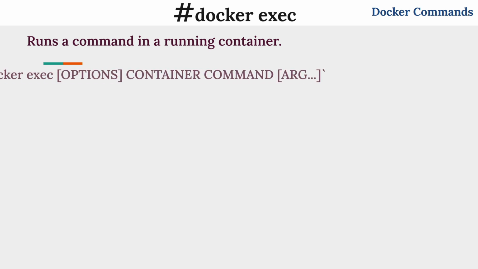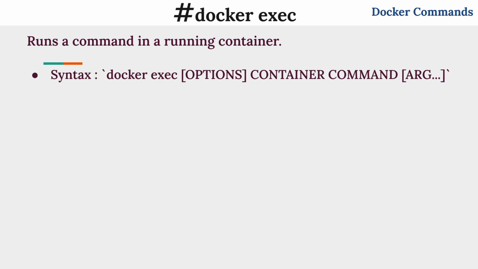Let's see the syntax: docker exec, options, container, command, arg. Options are additional options to configure the execution environment. Container is the name or ID of the container where you want to execute the command. Command is the command to run inside the container. Arg is optional arguments for the command.